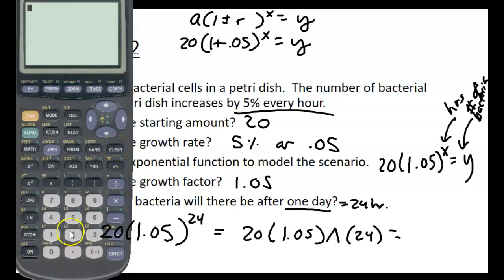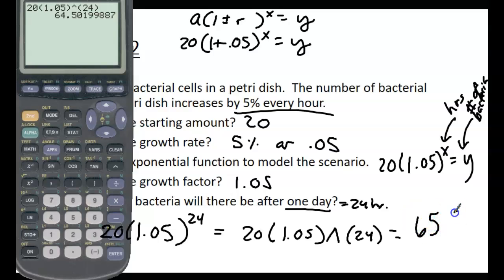You should get 64, and since we're talking about a certain number of cells, can't really have half of a cell, so probably just round it to the nearest whole number. You could round down too, technically that's an argument, because you haven't gotten to 65 yet, but you're closer to 65 than you are 64.